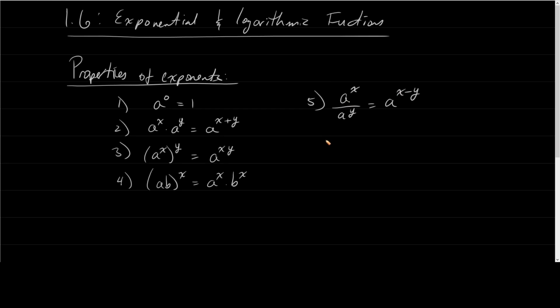There we go. Those are just a bunch of properties. If I have a over b to the x, this is a to the x over b to the x. And lastly, if I have a to the negative x, I have 1 over a to the x. These are just properties of exponents, right?